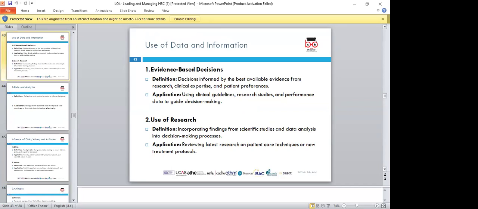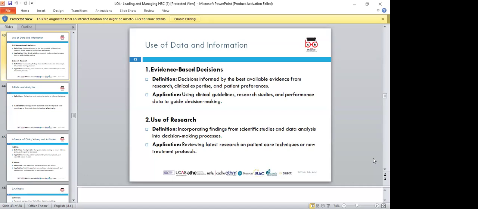Evidence-based decisions. Definition: decisions informed by the best available evidence from research, clinical expertise, and patient preferences. Application: using clinical guidelines, research studies, and performance data to guide decision making. Okay, that is called evidence-based decision. It is based on evidence from research, clinical expertise, and all that, and in application we use clinical guidelines, research studies, and performance data to guide decision making.